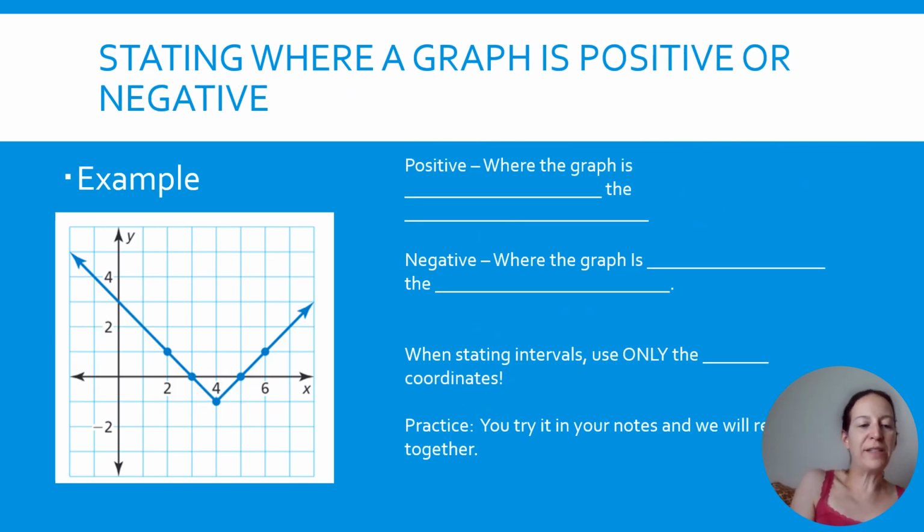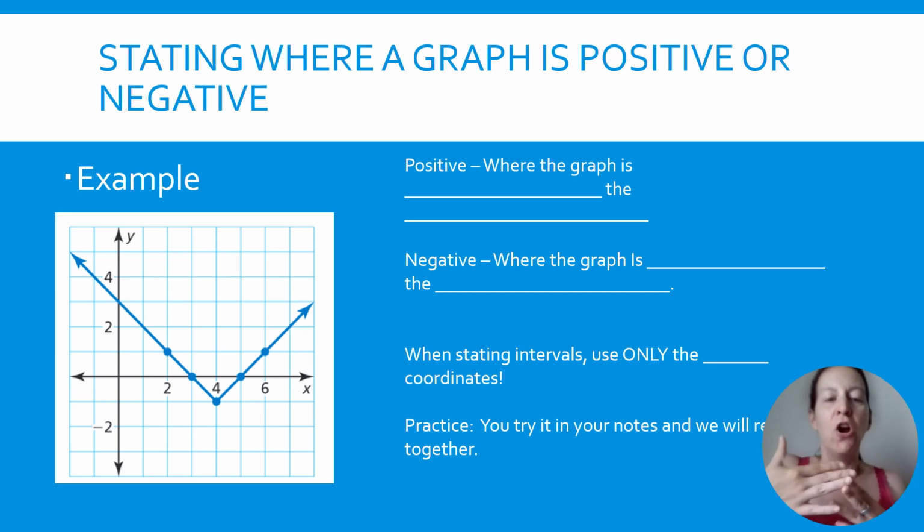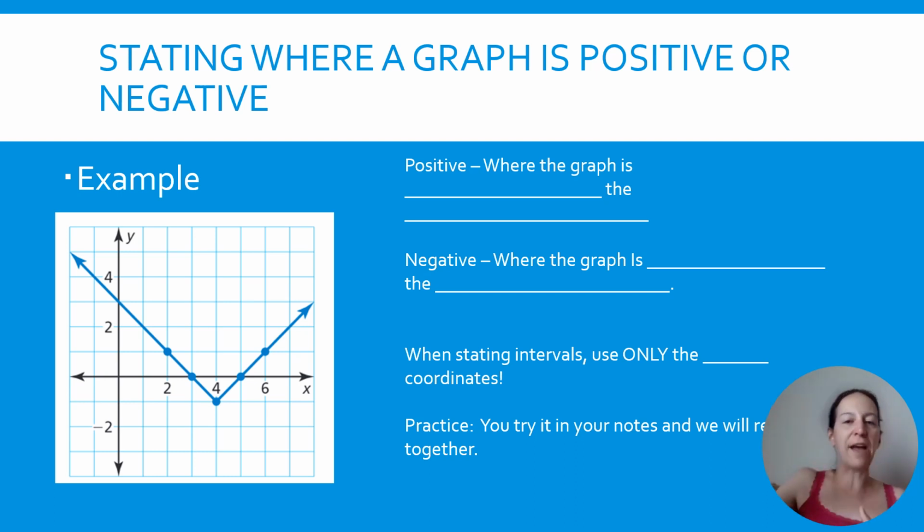Okay, and that brings us to positive and negative. Now, one of the biggest mistakes that I saw last year with this was confusing the definitions of increasing, decreasing, and positive, negative. So you want to make sure that you do know the difference. Increasing and decreasing has to do with, as you're traveling along the graph, are you going down the roller coaster or are you going up the roller coaster? Okay. Positive and negative has to do with whether or not it's above the x-axis.